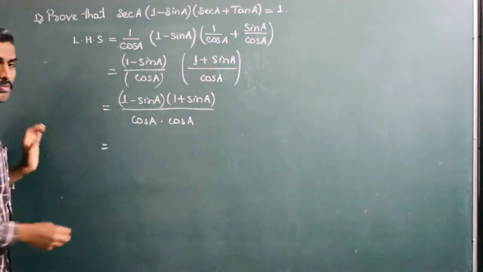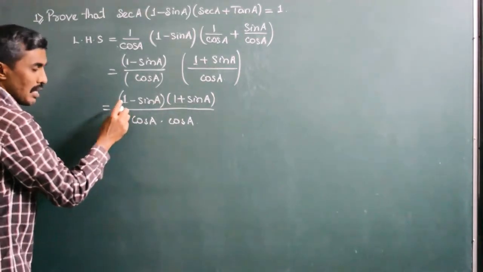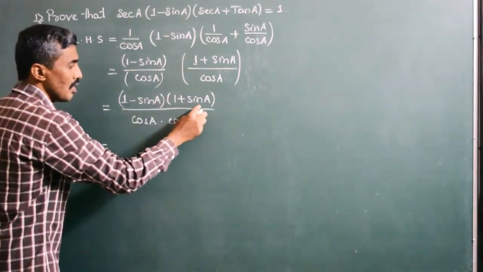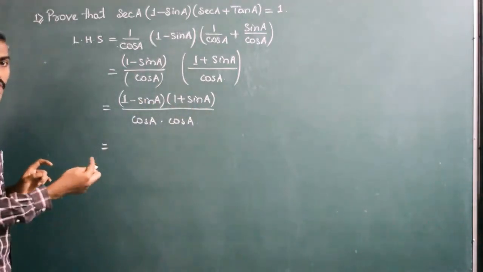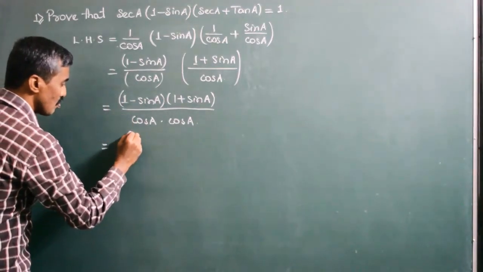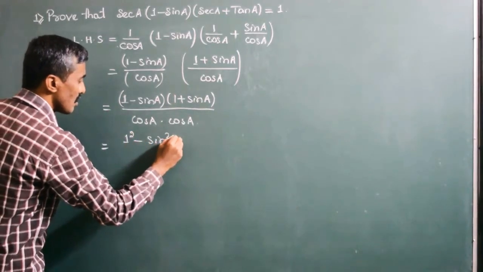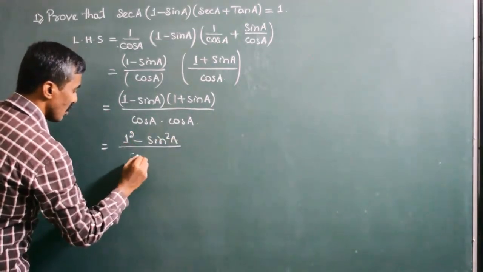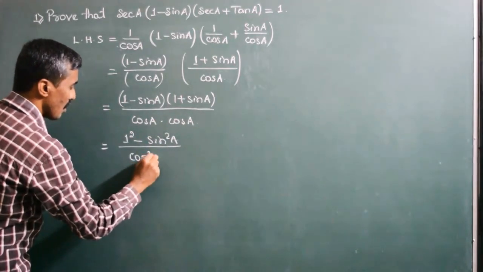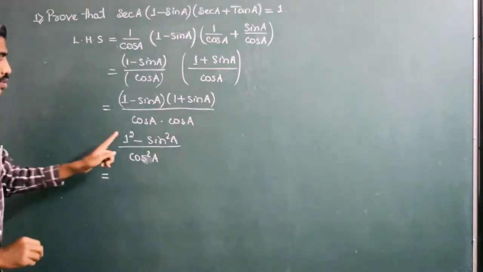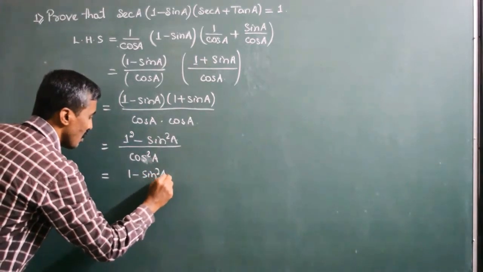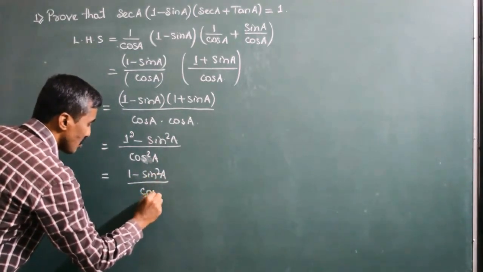1 minus sin a into 1 plus sin a. If I take 1 as a and sin a as b, then it is of the form a minus b into a plus b. So what is a minus b into a plus b? That is a square minus b square. Therefore it becomes 1 square minus sin square a whole divided by cos a into cos a, that is cos square a. Right. So then what is 1 square? 1 square is 1. 1 minus sin square a divided by cos square a.